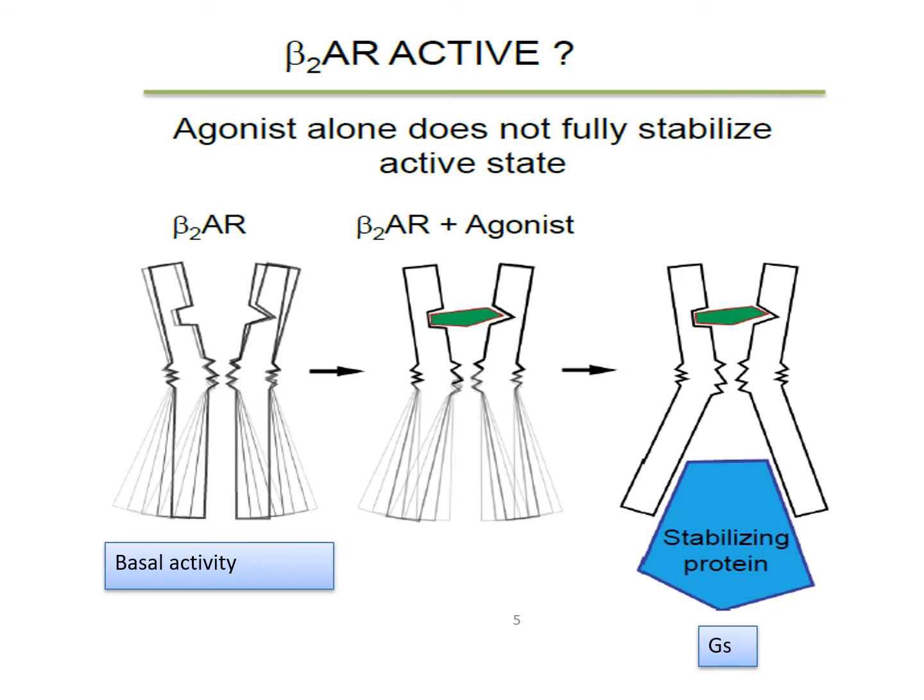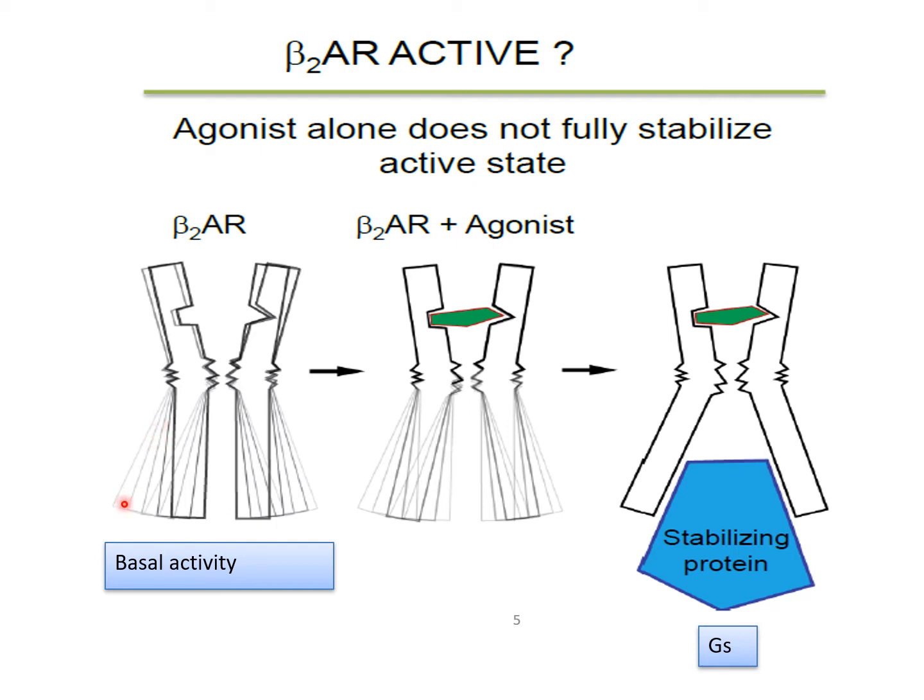Now this slide is one of my most favorite models explaining the functionality of beta-2 adrenergic receptor and agonist binding. This figure provides a concept that agonist alone does not fully stabilize the active state. Now I will explain it in more detail. The left panel is showing beta-2 adrenergic receptor and is representing only 2 transmembrane domains.